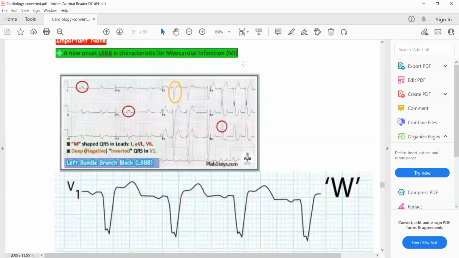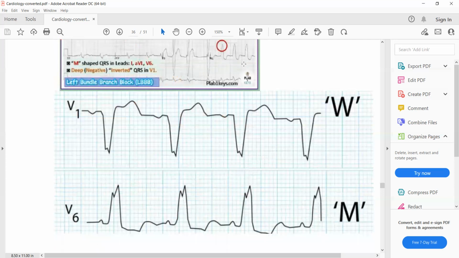Let me show you a bigger ECG. You can see in this ECG that in V1, the QRS complexes are inverted. So this QRS complex is inverted, and it is deep and it is broad. You can count the small boxes starting from here up to this point. So it's almost 4 small boxes. So the length of the QRS complex is 160 milliseconds. And a normal QRS complex is 100 to 120 milliseconds.